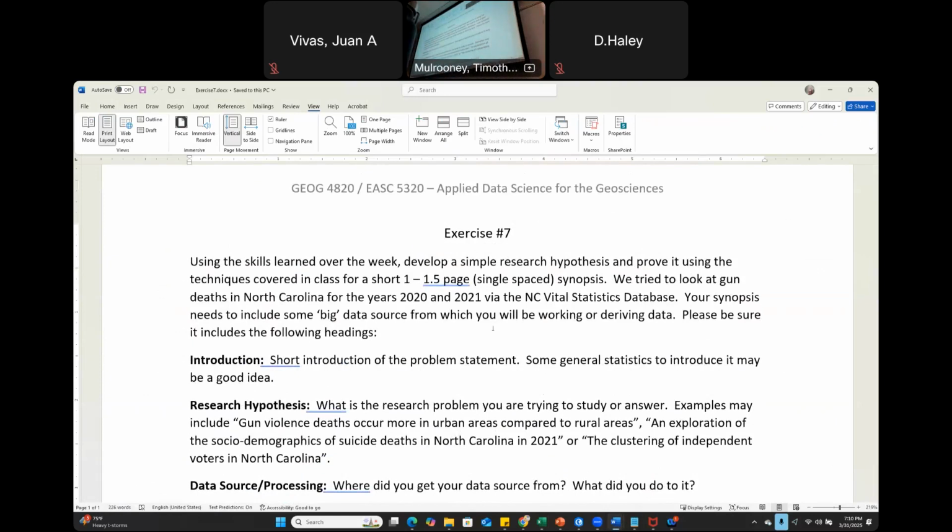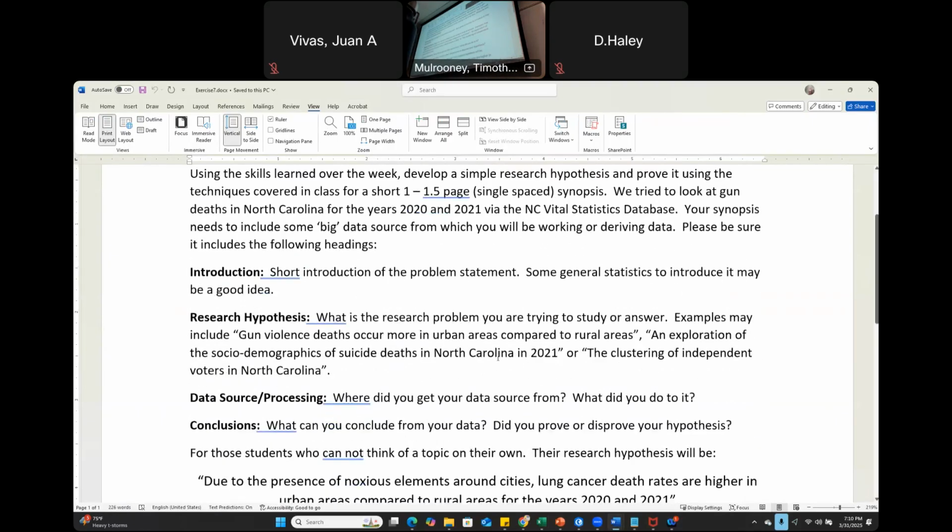But what we want to do is include data from some big data source that we're going to derive it from. And so what you're going to do is create a short research problem and create a hypothesis. Research hypothesis. We might just say gun death, violence deaths occur more in urban areas compared to rural areas. We've actually proved the opposite.